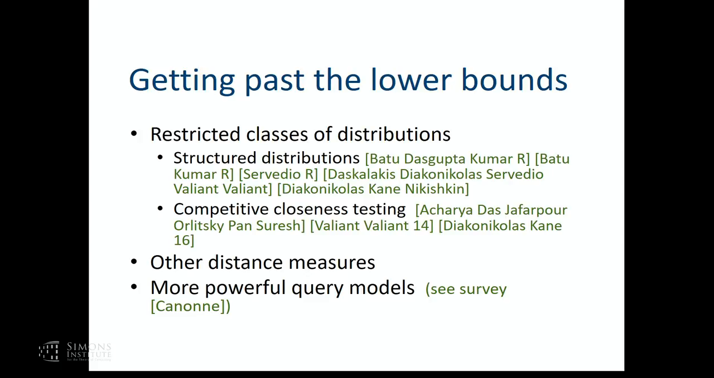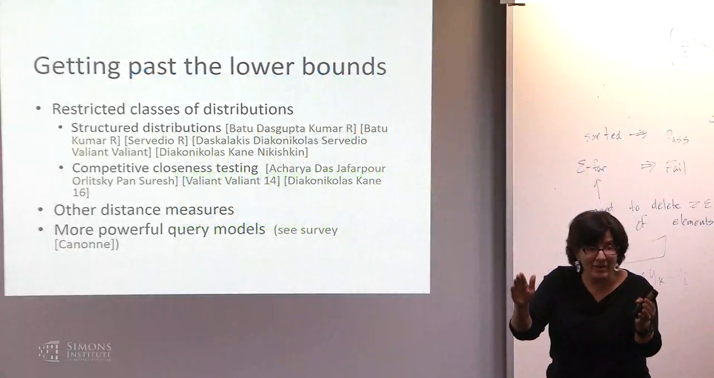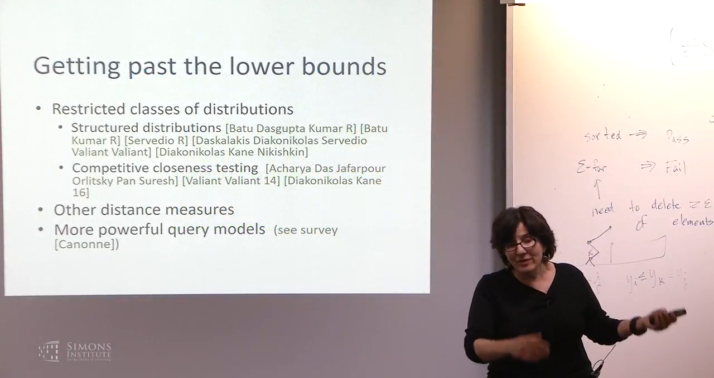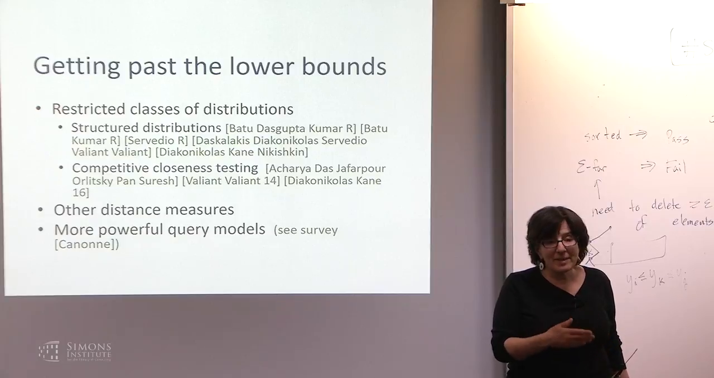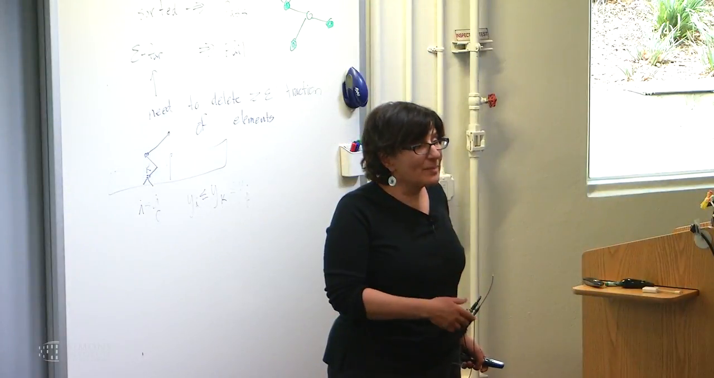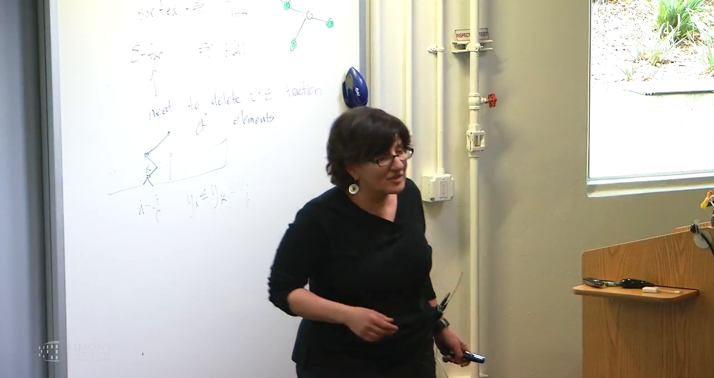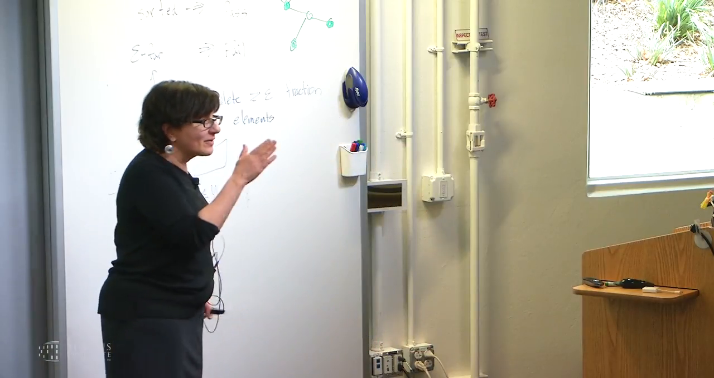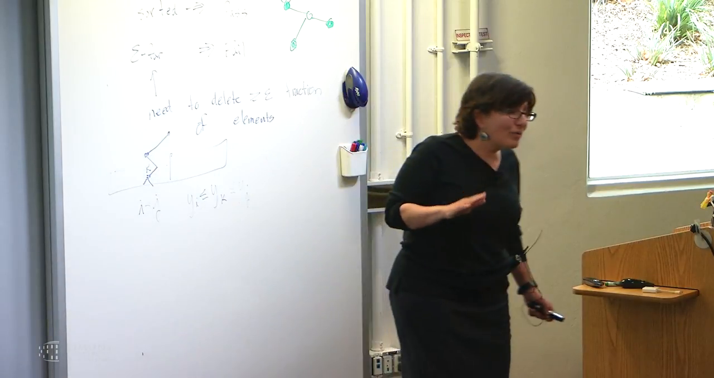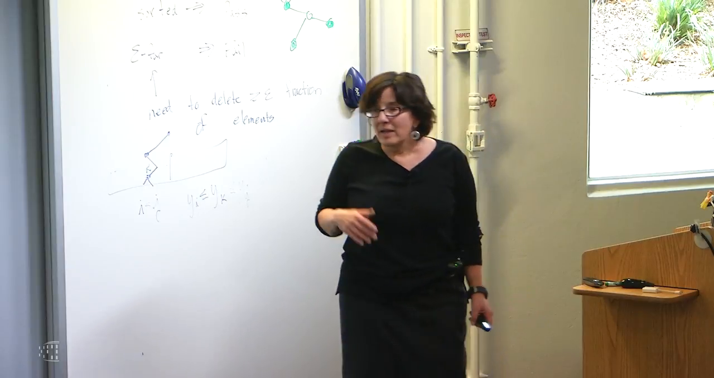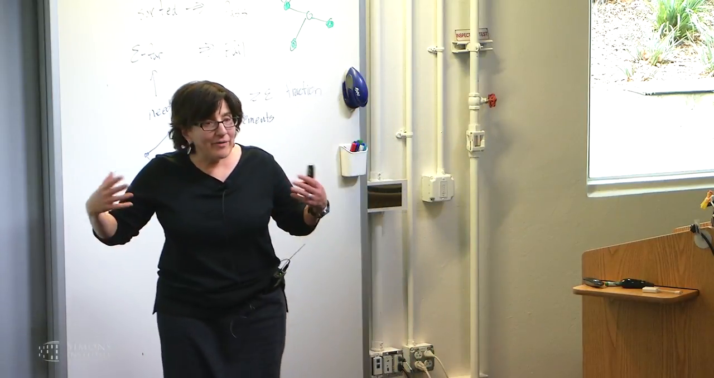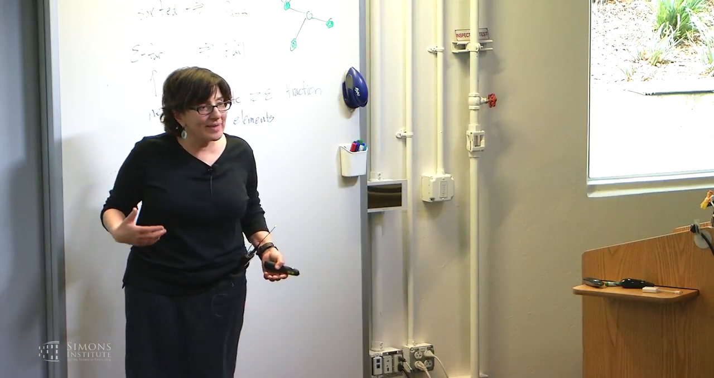Also, you could assume more powerful query models. You can assume that you get samples not just uniformly from P, but that I can say I want a uniformly random sample from a specific range. For example, I want a uniform sample of something that somebody bought in July, or in the second week of July. That's not always unreasonable, because such more powerful query models are sometimes given to us by the systems people.